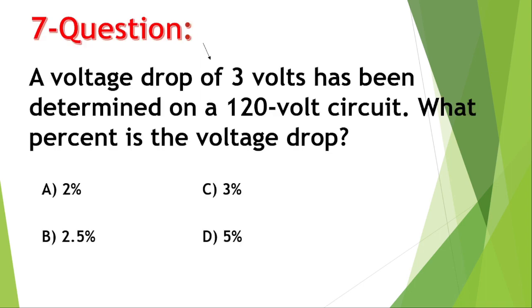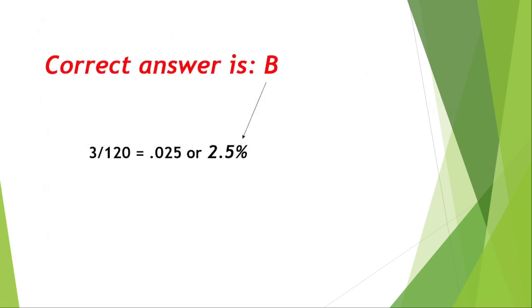Question number 7. A voltage drop of 3 volts has been determined on a 120 volt circuit. What percent is the voltage drop? A. 2%. B. 2.5%. C. 3%. D. 5%. Correct answer is B. Please see the reference.